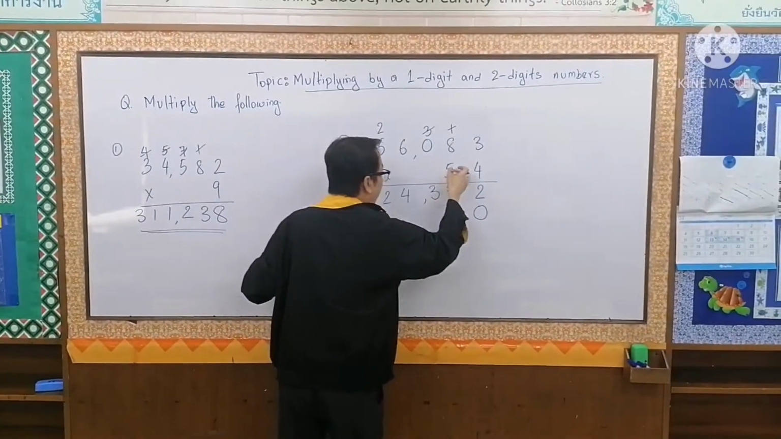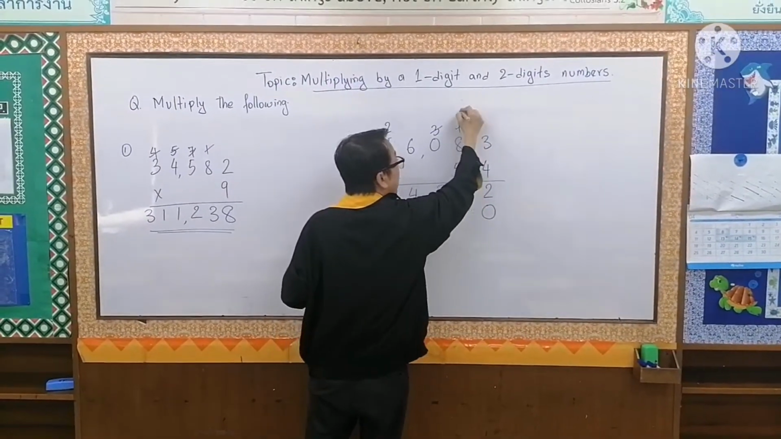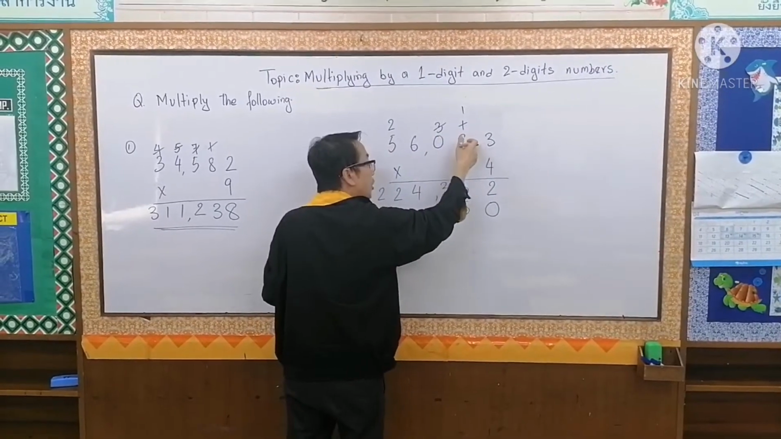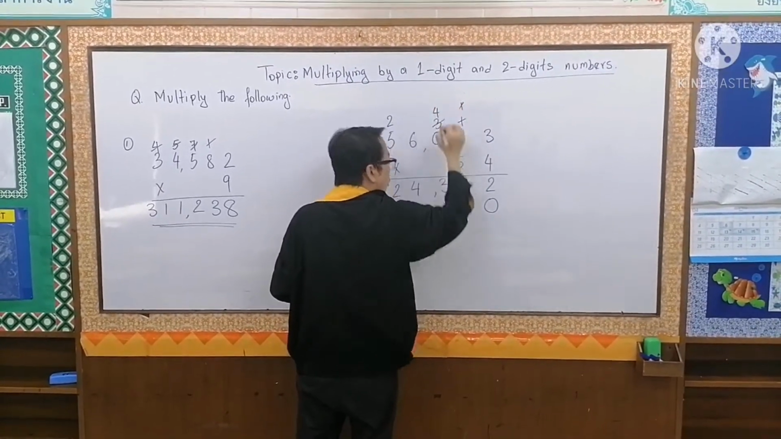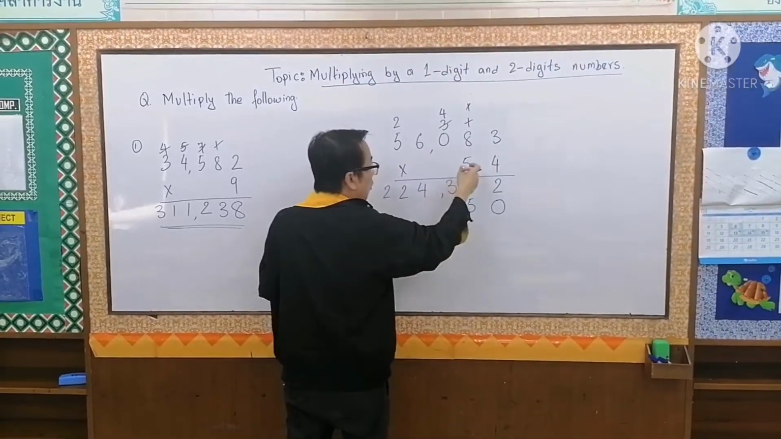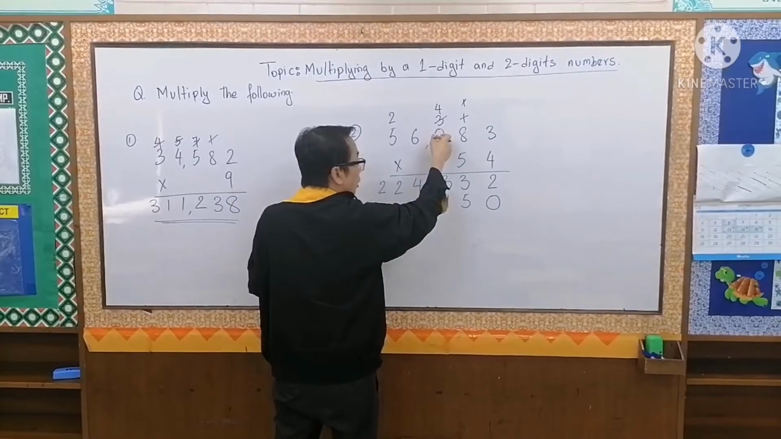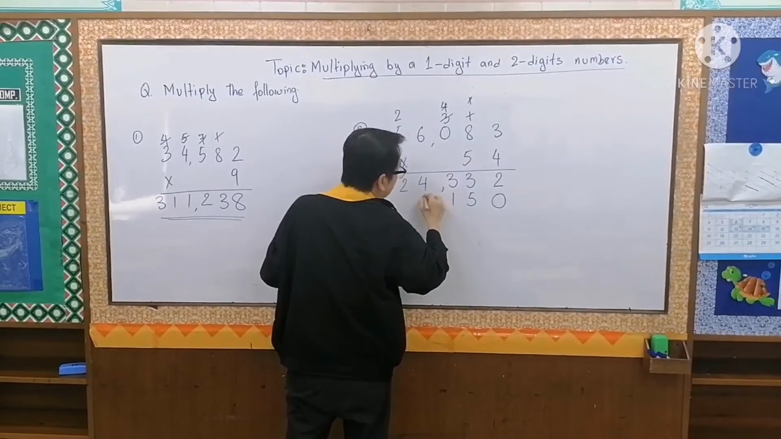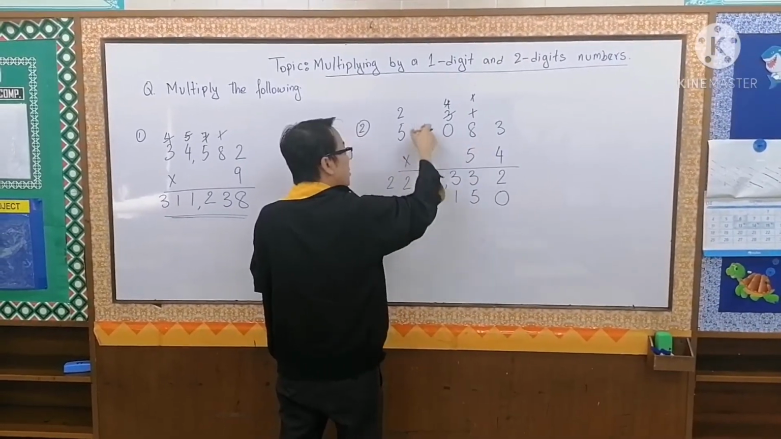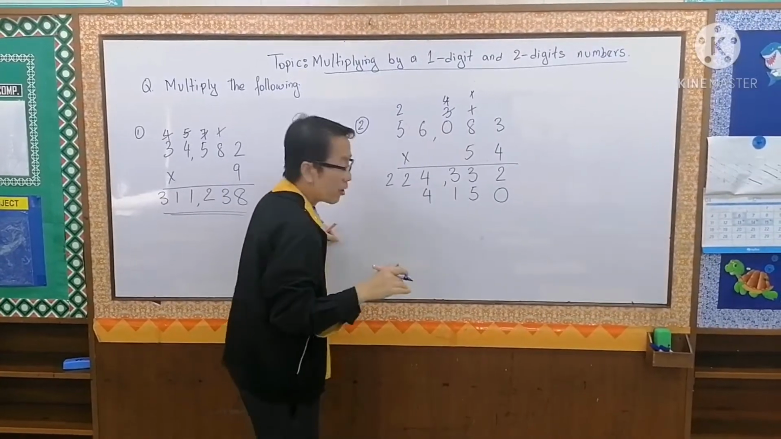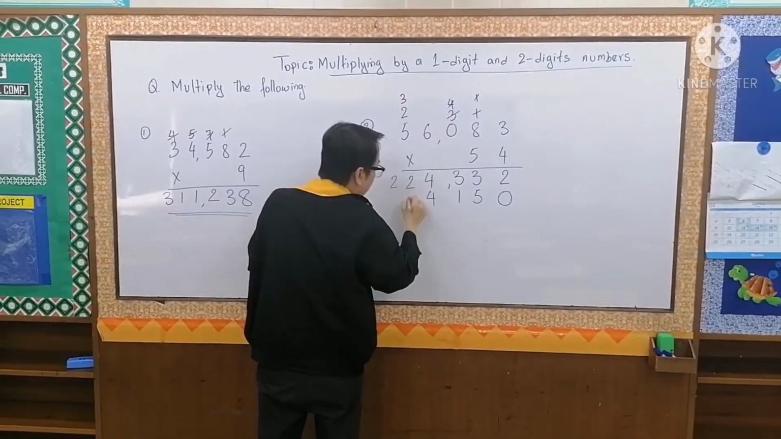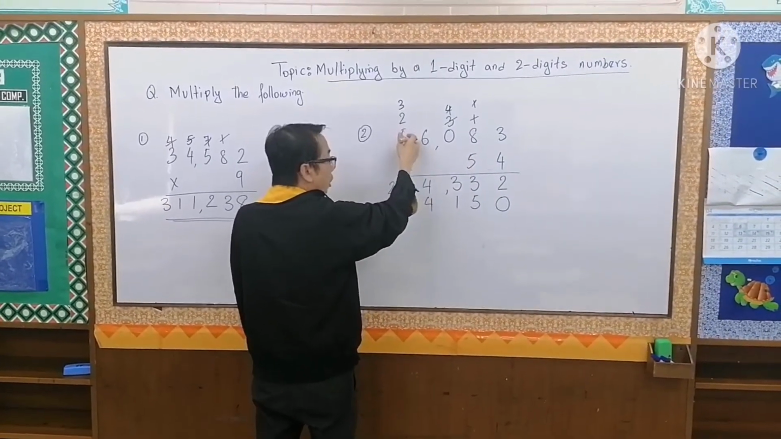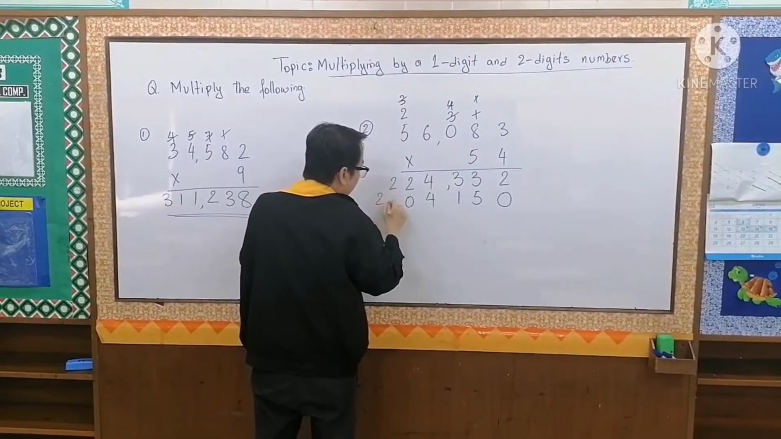We have 5 times 3 gives us 15. 1 up, 5 down. 5 times 8 is 40. 40 plus 1 is 41. Next, what we have is 5 times 0, 0. And then add 4, we have 4. Now 5 times 6 is 30. So I'm going to put 3 up and 0 down. The next we have is 5 times 5 gives us 25, and plus 3 gives us 28.